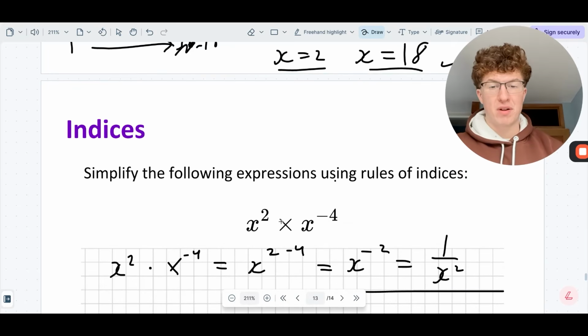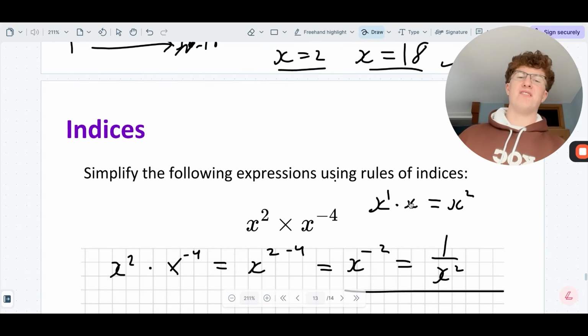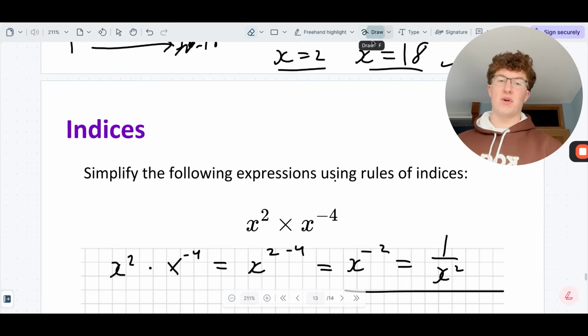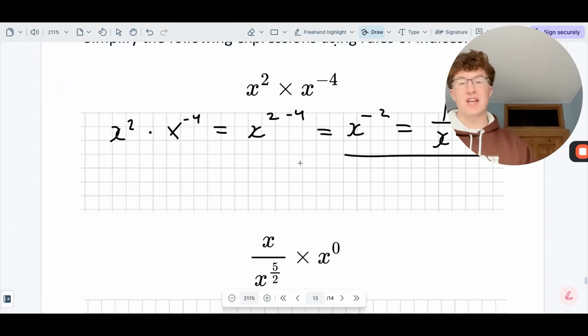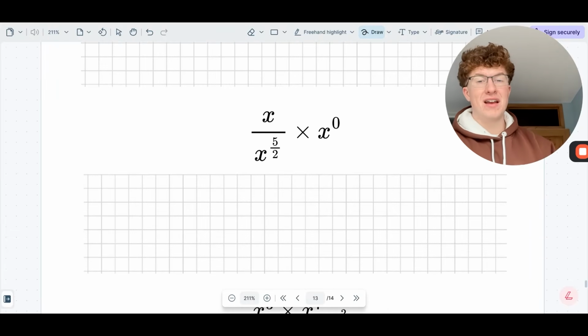An easy way to remember this rule, by the way, is if you just have, say, x times x. We all know that's x squared. But that's because both of these have an invisible 1 as the power. So when you do x to the power of 1 times x to the power of 1, when you add the powers, you're just going to get x to the power of 2. That's a little trick if you want to learn how to remember it. And then if you're doing division, it's the opposite of multiplication, so you're going to be minusing the powers. Moving on to this guy.